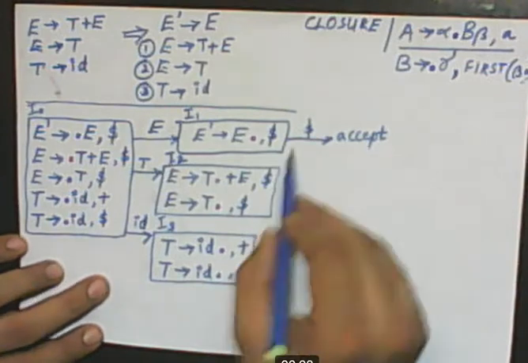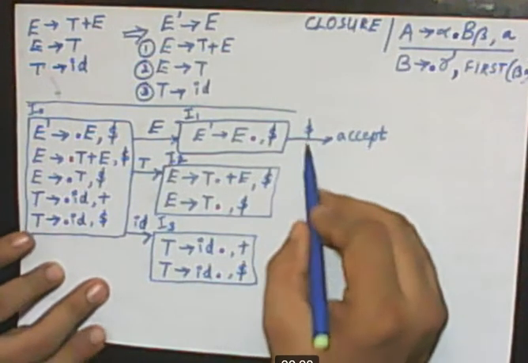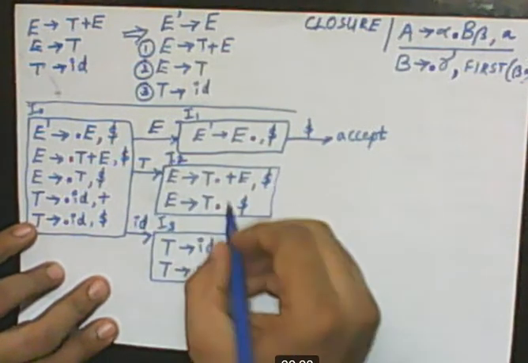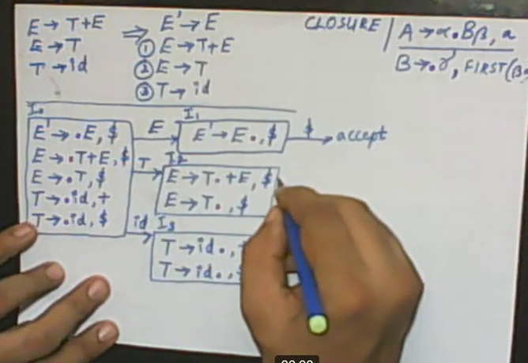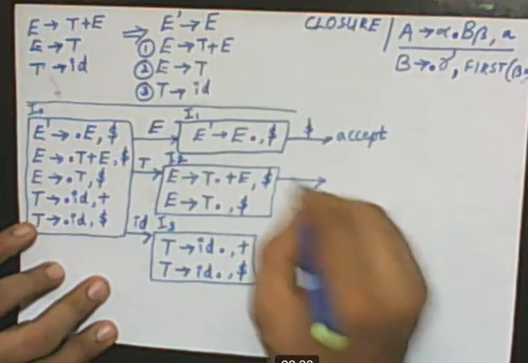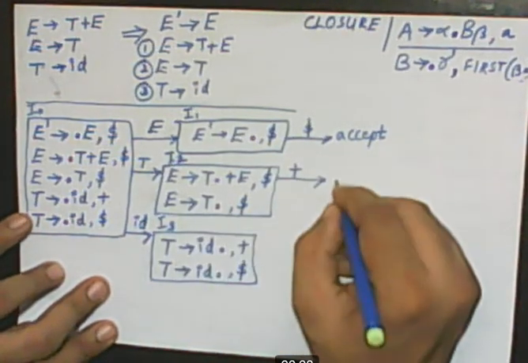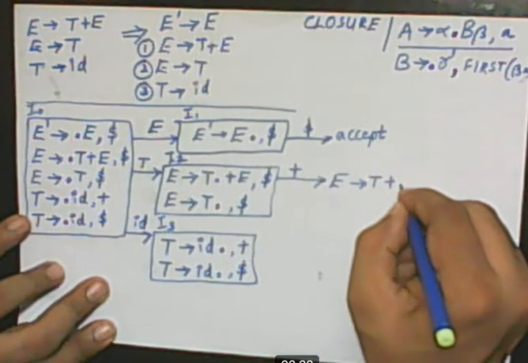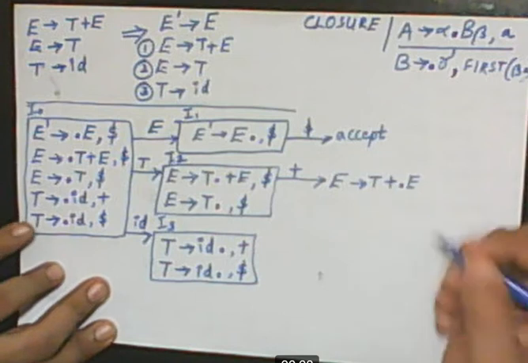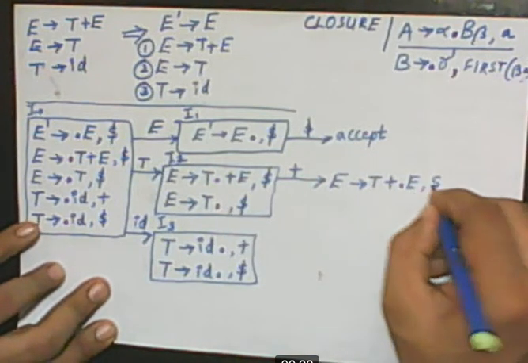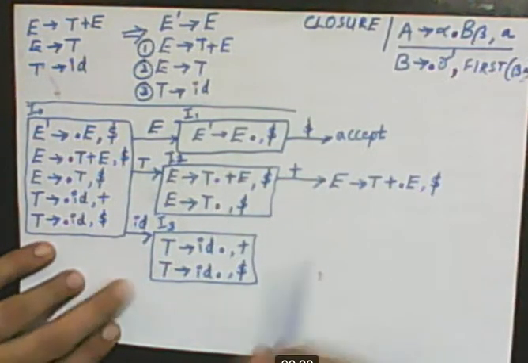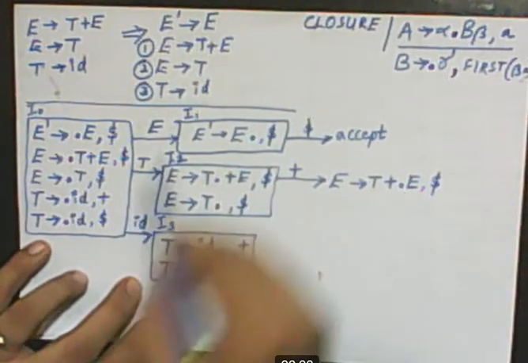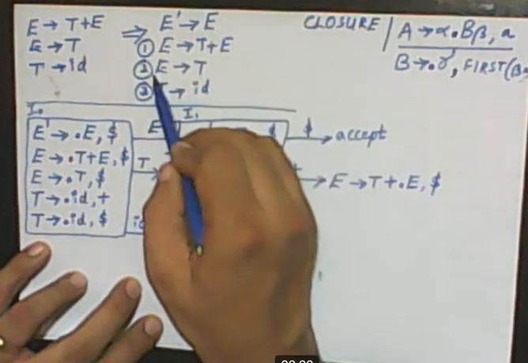Okay, now for this you had $, that is there. Now you can consider I2. It can have a single transition, that is plus. So on plus, what happens? E gives T plus dot E, and the $ is transferred like that. Now you need to find the closure of this. What is the closure? These two productions with dot on left side.